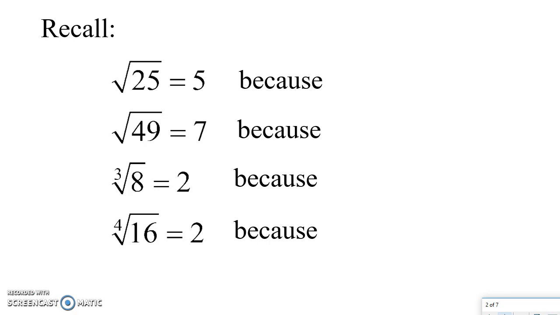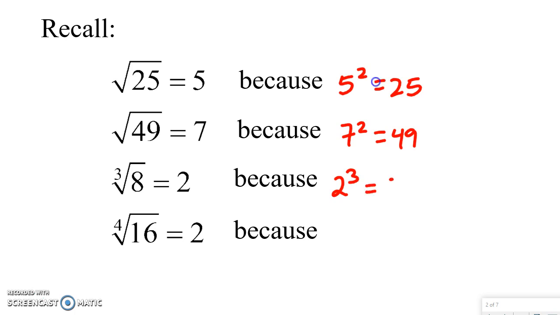Okay, so just a quick review. The square root of 25 equals 5 because 5 squared is 25. So the square root is the inverse of a squaring function. It undoes the squaring function. And then same here, 7 squared is 49. The cube root of 8 equals 2 because 2 cubed, or 2 times 2 times 2, equals 8. The fourth root of 16 equals 2 because 2 to the fourth equals 16. 2 times itself 4 times.